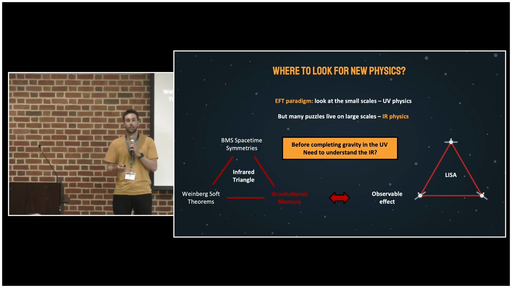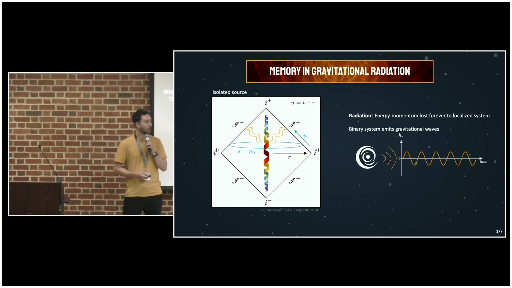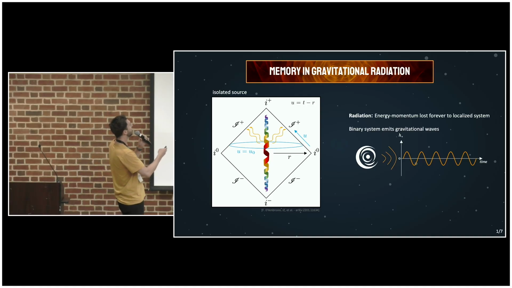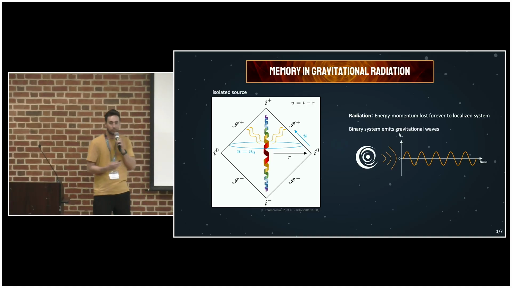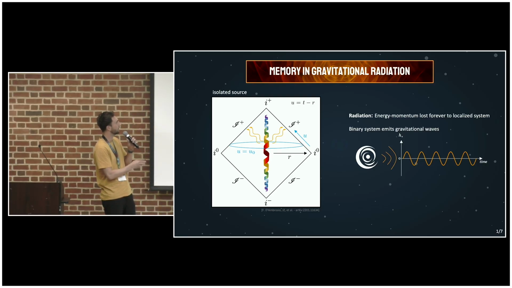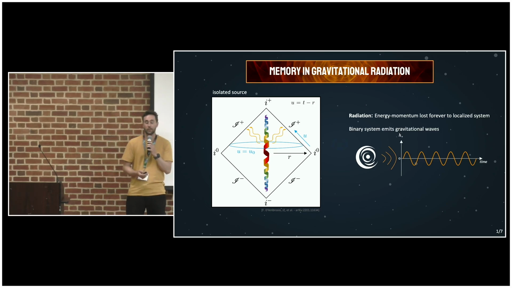To start, I want to remind you what gravitational memory is. We already heard a bit of it, but I want to go into more detail so that we are all on the same page. Let's consider a localized source that emits gravitational radiation, like depicted in this Penrose diagram. For concreteness, let's talk about a binary black hole for this LISA talk. As the binary is spiraling, this periodic motion emits radiation in the form of gravitational waves, as depicted here in terms of the h plus polarization.